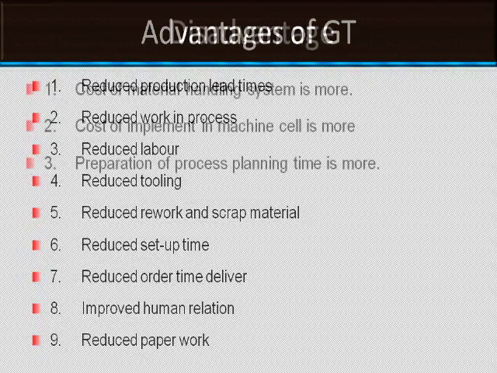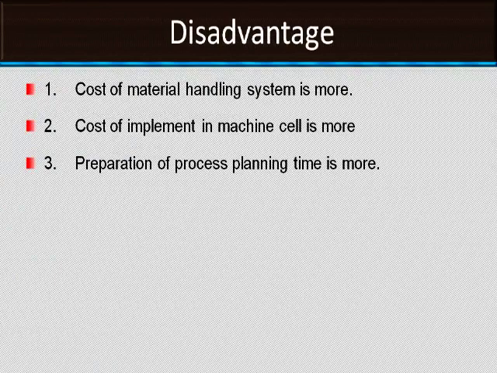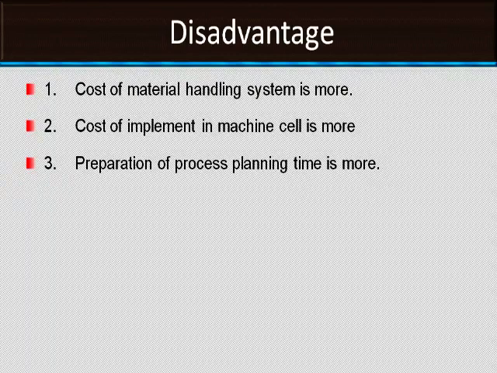There are only a few disadvantages. Sometimes the cost of the material handling system is more, but it's only case specific, not in general. Material handling cost is reduced, but in certain cases the cost may increase. Cost of implementation of machine cells is more, because if the existing scenario is there, we have to uproot the machines and then refurbish them into cells, which is a capital intensive project. Thus, cost of implementation of machine cells is more. Preparation of process planning time is also more. Except for these few disadvantages, we have all other advantages with group technology.